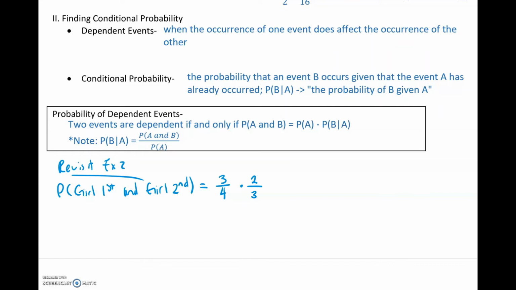And then we can go ahead and multiply to get the probability. So I'm just going to cross cancel because I like doing that, but you can always multiply and simplify later. And the probability of picking a girl first and then a girl second is just 1/2. Okay, so that is a quick revisit to example 2, just showing you how to calculate the probability of a dependent event, because the rest of these examples in this section are going to talk about conditional probability.